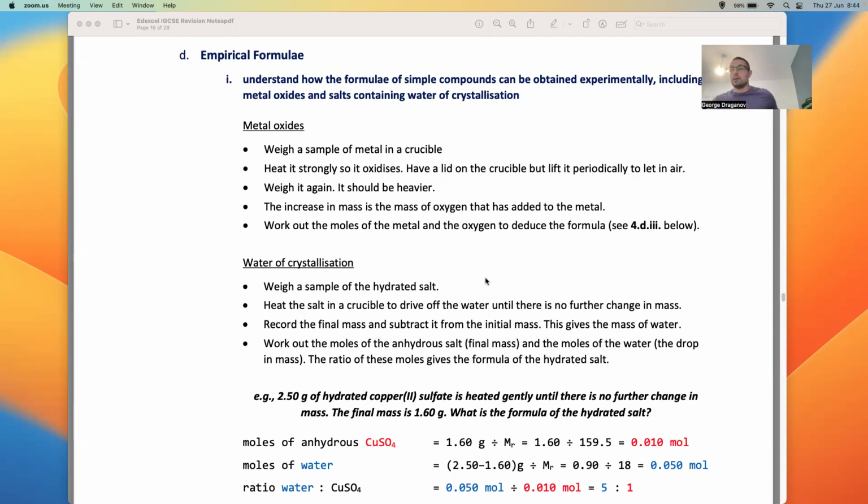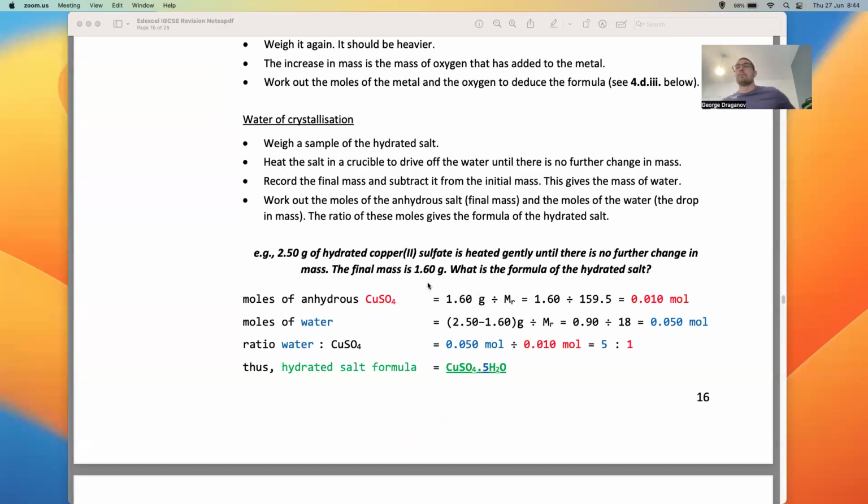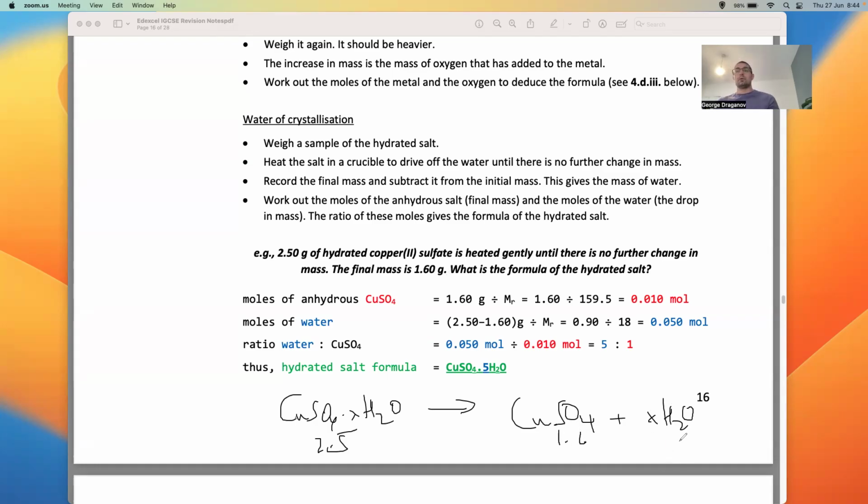So let's first look at how to find the hydrated salt. Let's start with that. So 2.5 grams of hydrated copper sulfate, so CuSO4.XH2O, because we don't know how many waters, is heated to give you anhydrous copper sulfate and X amount of waters. You've seen these previously once, perhaps in the reacting mass topic. So now what you do, you find the masses of each. So this is 2.5 hydrated, and then we have 1.6. So the water must be the difference between the two, which would be 0.9.